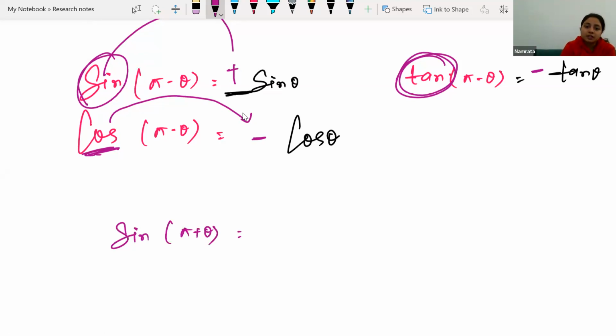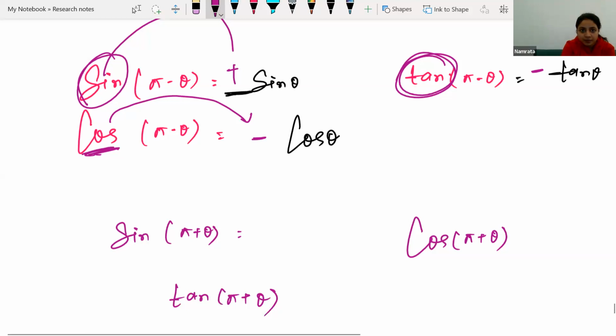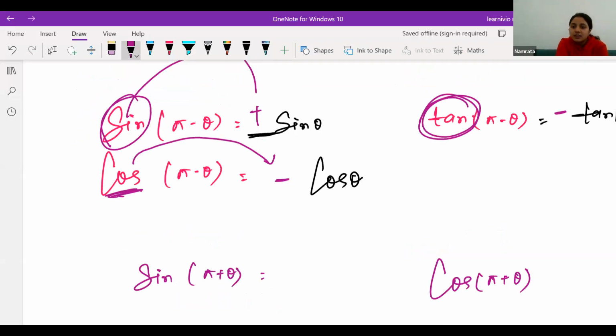Now who will tell me what will be the value of sine pi plus theta, cos pi plus theta, and tan pi plus theta? Yes, who is going to tell me? Sine pi plus theta will be, this concept you have already learned in class 11. This is just a recap. That's why I'm taking it quickly so that we can start solving the questions from here. Sine pi plus theta will be, you can answer in the chat box also.